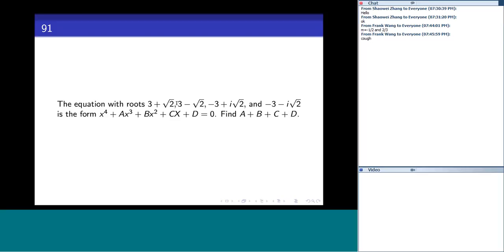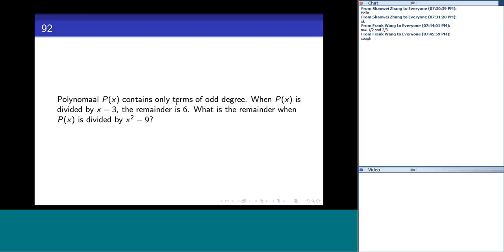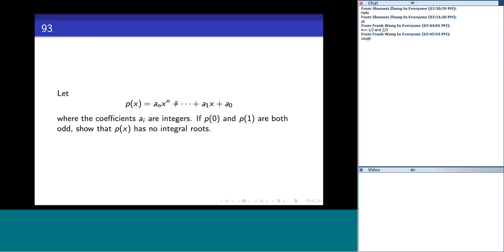$35. Okay. Next: a polynomial p(x) contains only terms of other terms. When divided by x minus 3, the remainder is 6. What is the remainder when divided by x minus 9? What do you have, Skylar? I have 2x. Do you have, William? Yeah, I have 2x. Okay. So that's one. Or the coefficients are integers. Both show that there's no integral solution.